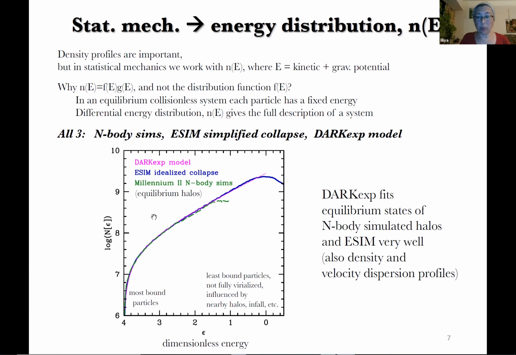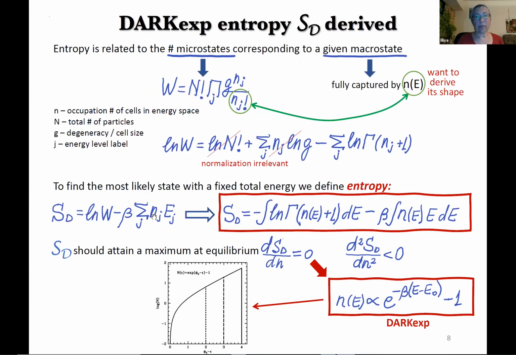Okay, so now I'm going to describe our theoretical model. In fact, I will present to you our expression for the entropy. It is a simple theory, and the whole derivation is summarized on this slide completely. Most of it will actually sound familiar to you if you had a college stat mech. Entropy is related to the number of microstates corresponding to a given macrostate. And a macrostate is fully described by this distribution of energy. So what we want to do is to derive the shape of this N of phi.